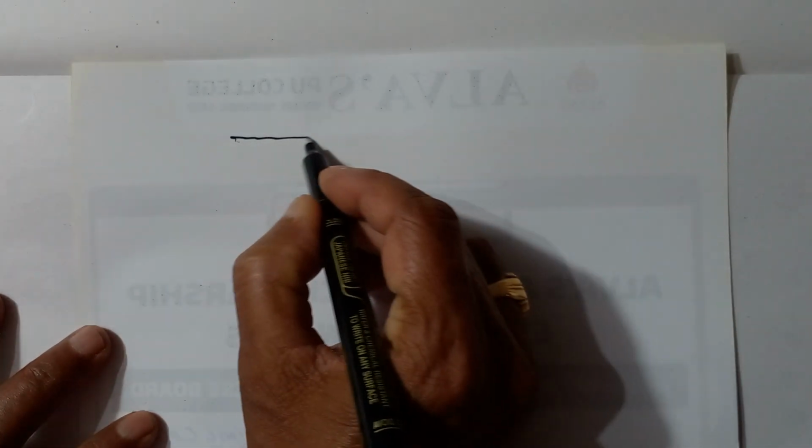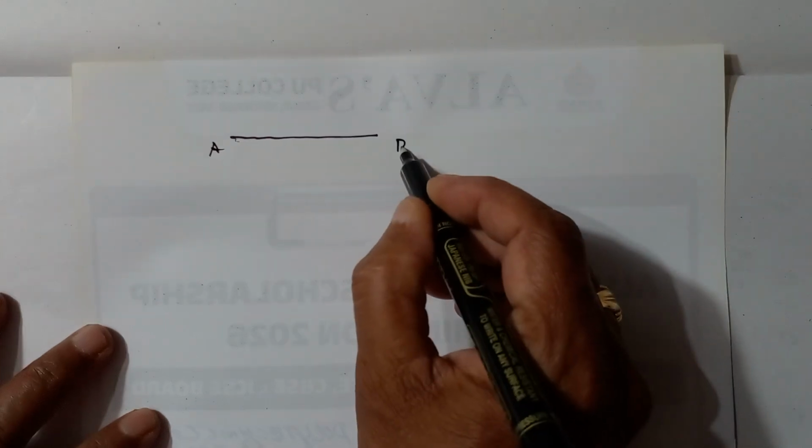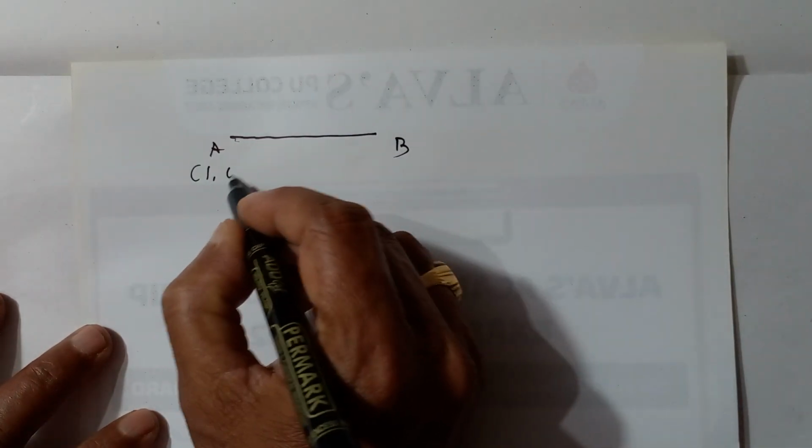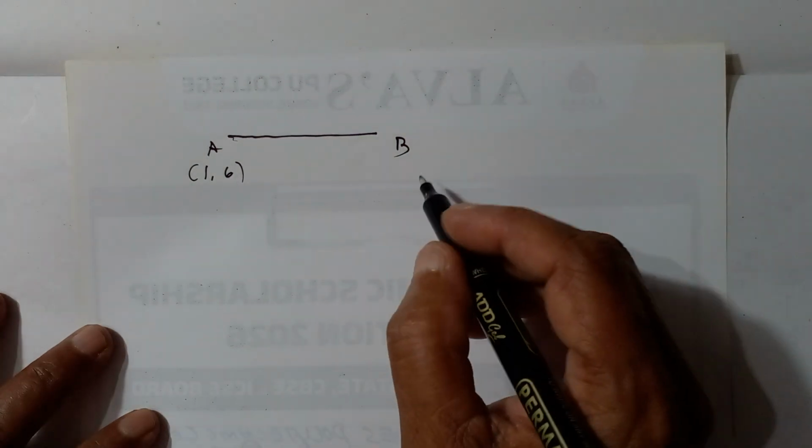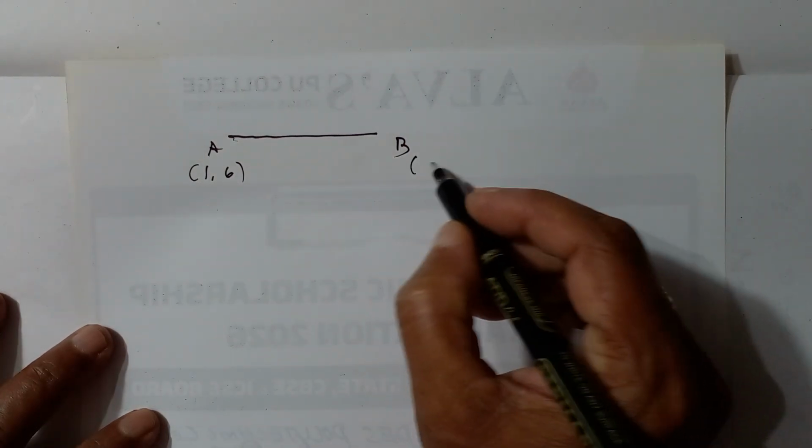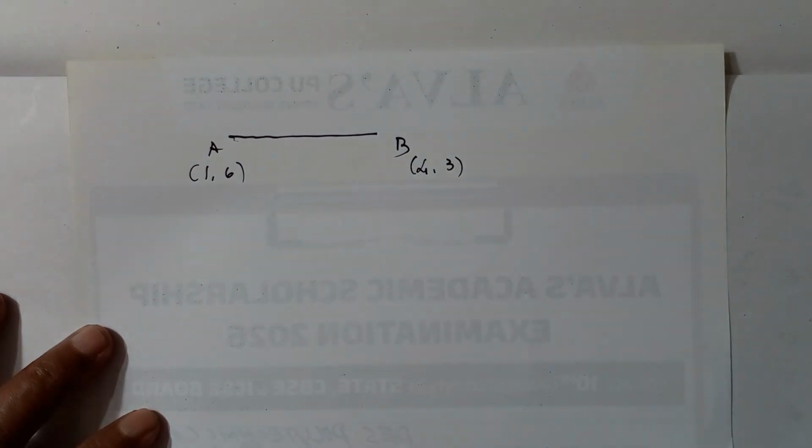Let us solve the problem. So, how to find the coordinates? The thing is very simple. You have to use the section formula. This question is taken from coordinate geometry. Find the coordinates of the point which divides the line segment joining the points. Take the points A and B. Coordinate of A is (1, 6) and coordinate of B is (4, 3).